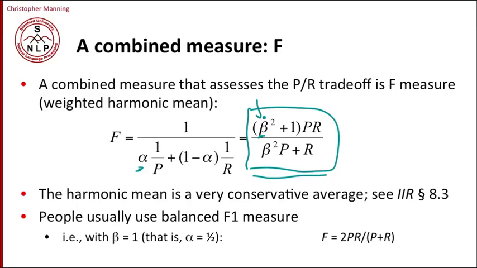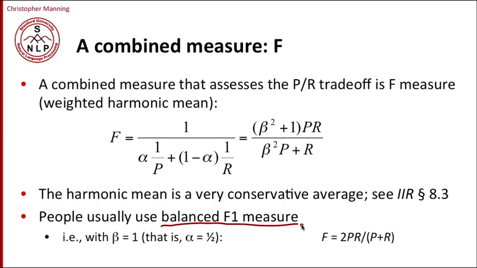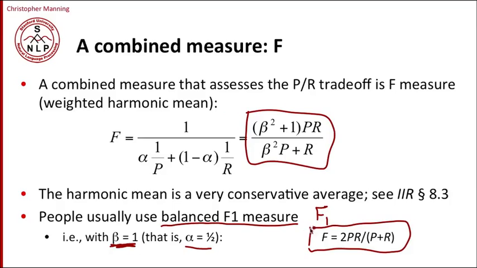While that control parameter is useful, in the absence of other evidence, the most commonly used thing is a balanced F measure. The balanced F measure gets referred to as the F1 measure, which means you're setting beta equal to 1. That gives you equal balance between precision and recall, which corresponds in turn to alpha being a half. If you do the balanced F measure, this formula simplifies to just this formula, and this is really the thing you'll see most commonly.